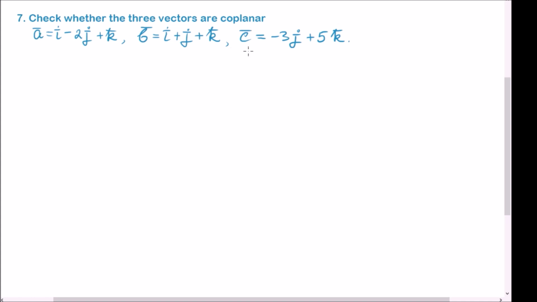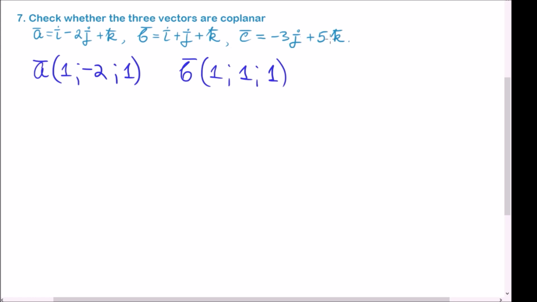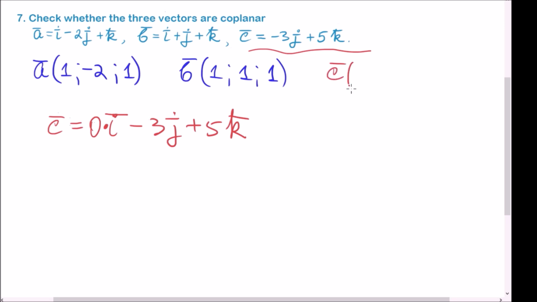The vectors A, B and C are given in terms of the standard unit vectors i, j, k. So we know the coordinates of the vector A: 1, -2, 1. I take the coefficients from that expression. Vector B has the coordinates 1, 1, 1. And what about vector C? The expression of the vector C does not contain vector i. What does it mean? It means that vector i we can take with the coefficient 0. So the coordinates of the vector C are 0, -3, 5.